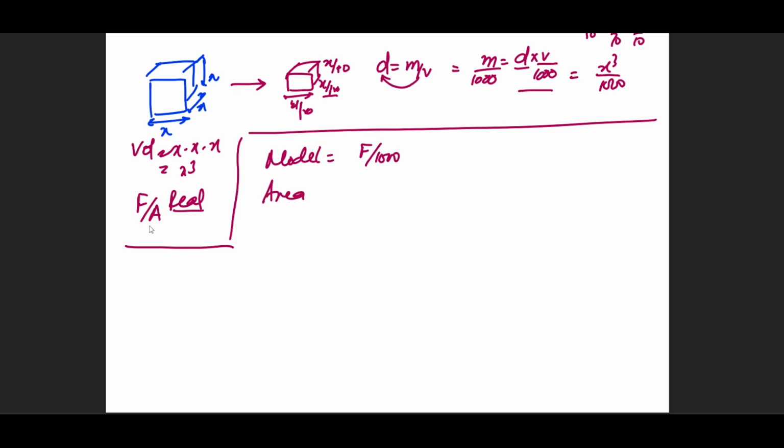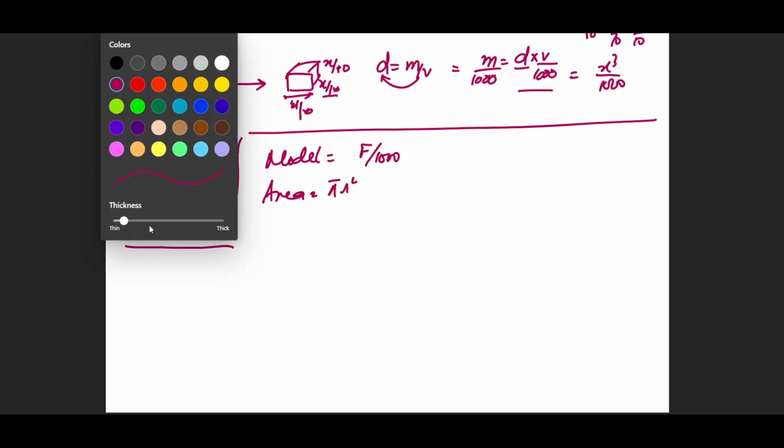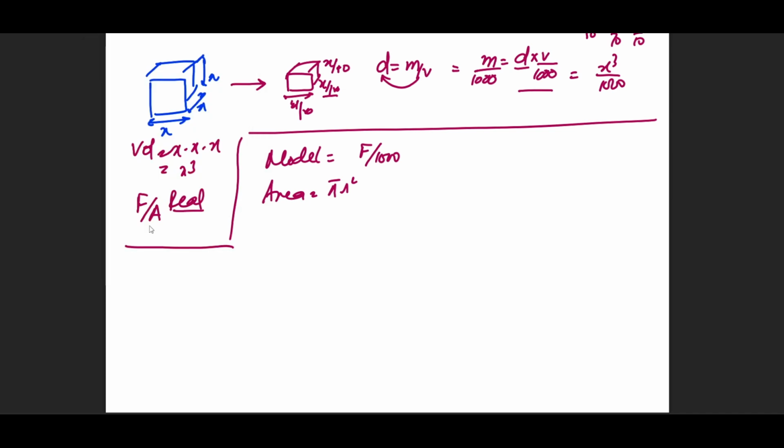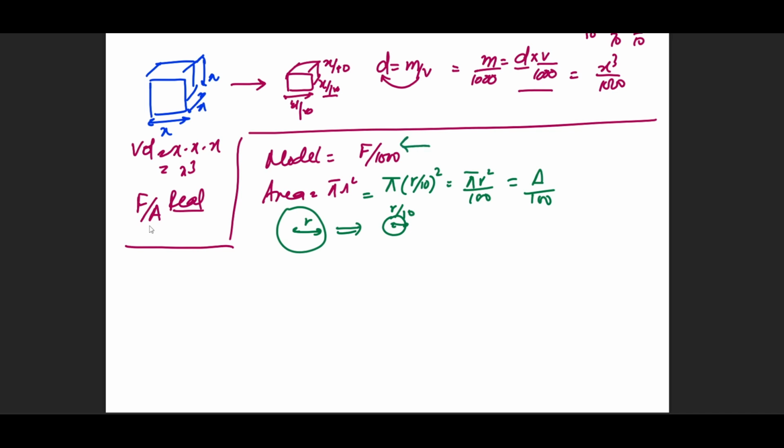What's happened to area? Now area is equal to pi r squared. If the original radius of the string was r, then the current radius for the model is going to be r by 10. So this becomes pi (r by 10) whole squared, which becomes pi r squared by 100, which means that for the model in the laboratory, the area should be decreased 100 times. The force will be reduced 1000 times and the area will be reduced 100 times. Now for this, the stress for the model is actually F by 1000 divided by area divided by 100.